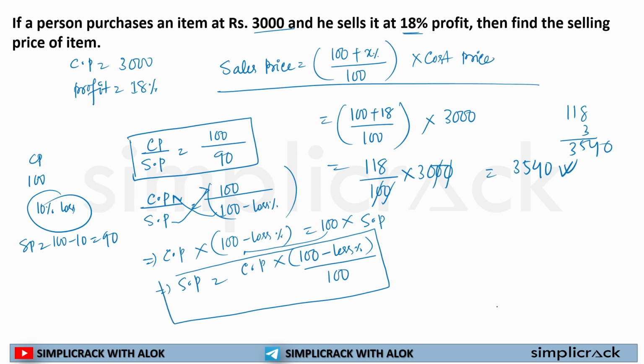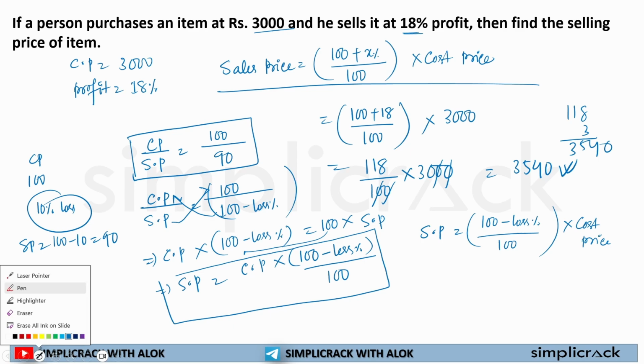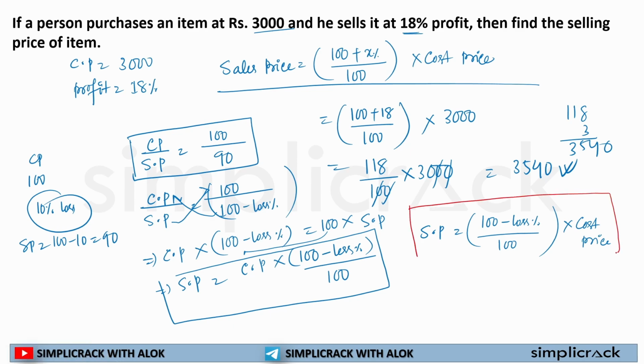I have written it a bit differently. So sales price will be what? (100 minus loss percentage) divided by 100, into cost price. So this is the new formula. If profit is not given and loss is given, how do you find the sales price? We'll find the sales price like this.